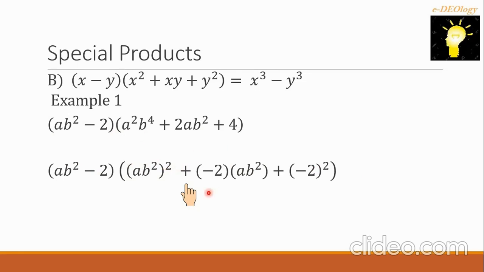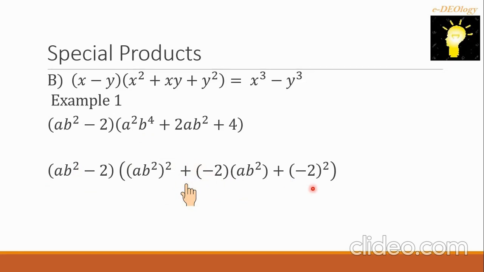Then next, the middle term. Let us show that this middle term is the product of this binomial. So ab squared is here, and the negative 2 is here. But when we get the product of this, we should write the opposite sign. Okay, if we multiply these two, we will get a negative sign, but in the pattern, we should write the opposite sign, so this is plus.